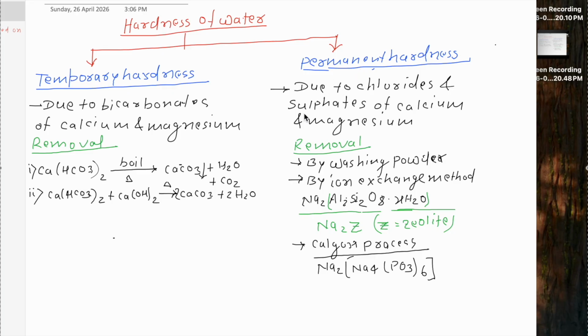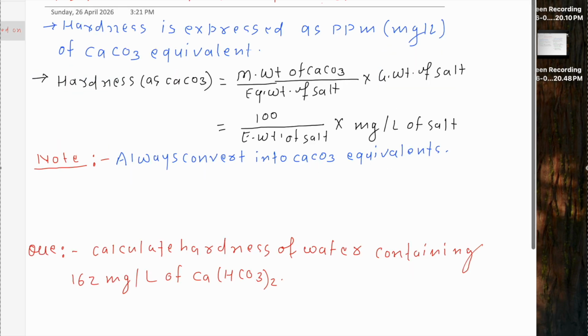Second is permanent hardness, which is due to the presence of chlorides and sulfates of calcium and magnesium. How can you remove this hardness? By washing powder, or by the ion exchange method. In the ion exchange method we are using Na2Al2Si2O8·xH2O. We call this zeolite, Z for zeolite. One Na2 is attached with this zeolite. In the Calgon process, one of the compounds which we use to remove the permanent hardness is called Calgon.